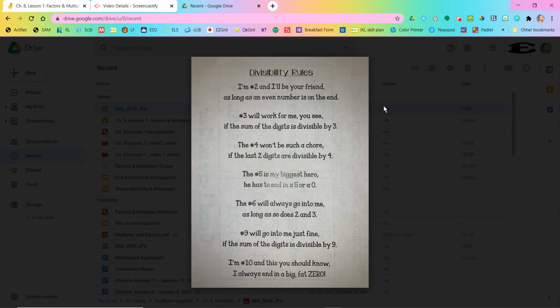Notice there's not a 7 or an 8 on here because there's not a trick for 7 or 8. Well, there are tricks, but there is not a trick that is easier than just dividing it out right now in 4th grade. So if you get 7 and 8, you're just going to have to divide those out. But division's not hard. Y'all have been rocking it. So I will upload this to Google Classroom for you.